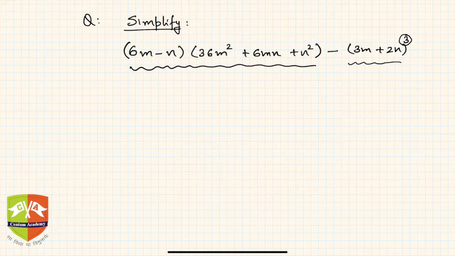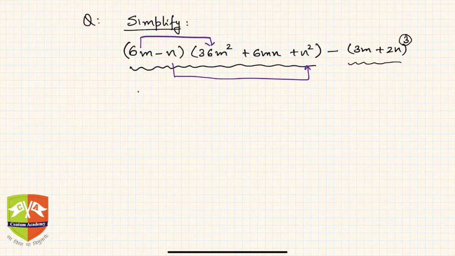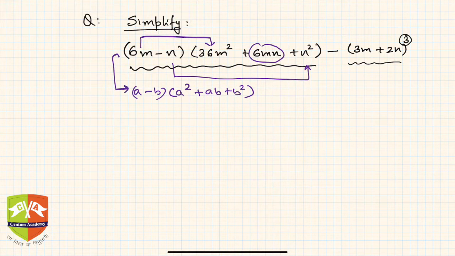And this part also, if you observe, has square terms, right? So 6m square is 36m square, and n square is n square here. So what kind of identity would this be? This is nothing but (a minus b) times (a square plus ab plus b square). If you check, ab is 6mn actually. So this perfectly fits into this setup. So we know this is nothing but a cube minus b cube.